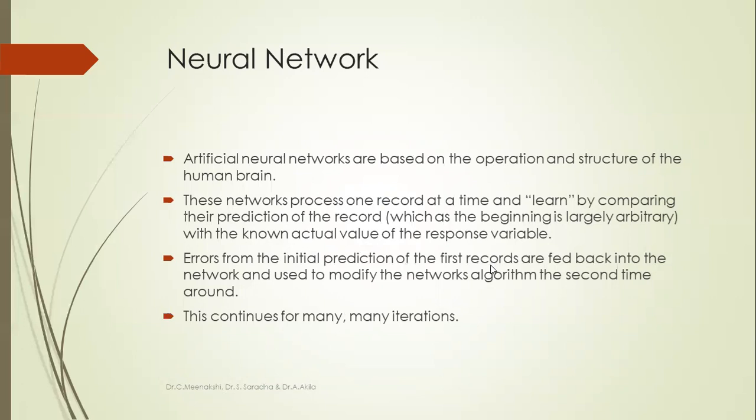These networks process one record at a time and learn by comparing their predictions with the actual known value of the response value. Errors from the initial prediction of the first record are fed back into the network and used to modify the network algorithm the second time around. This continues for many iterations. Based on the prediction, you get the outcome, and it is compared with the actual outcome, and then you train again. Until it gives a higher accuracy, we keep on training.